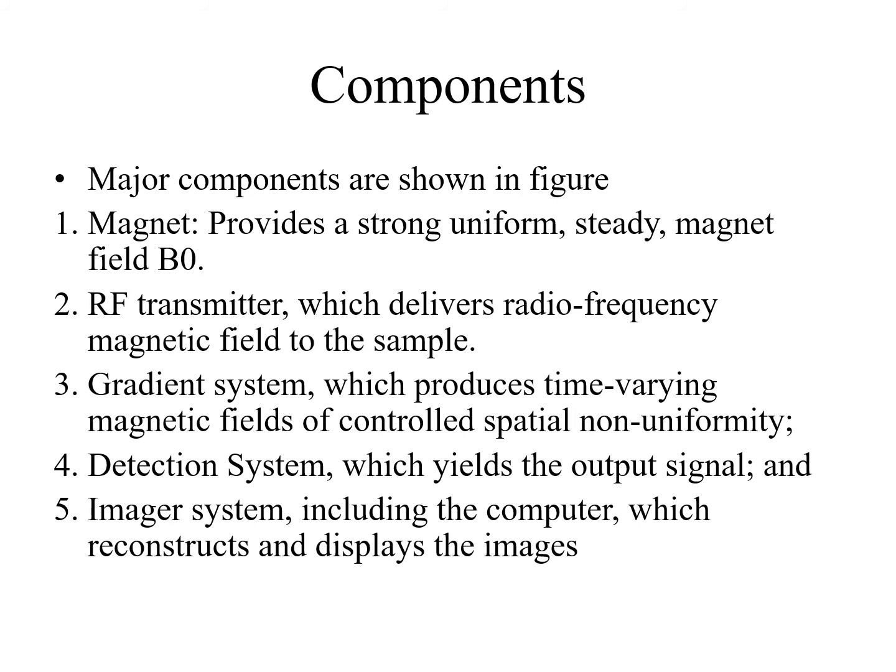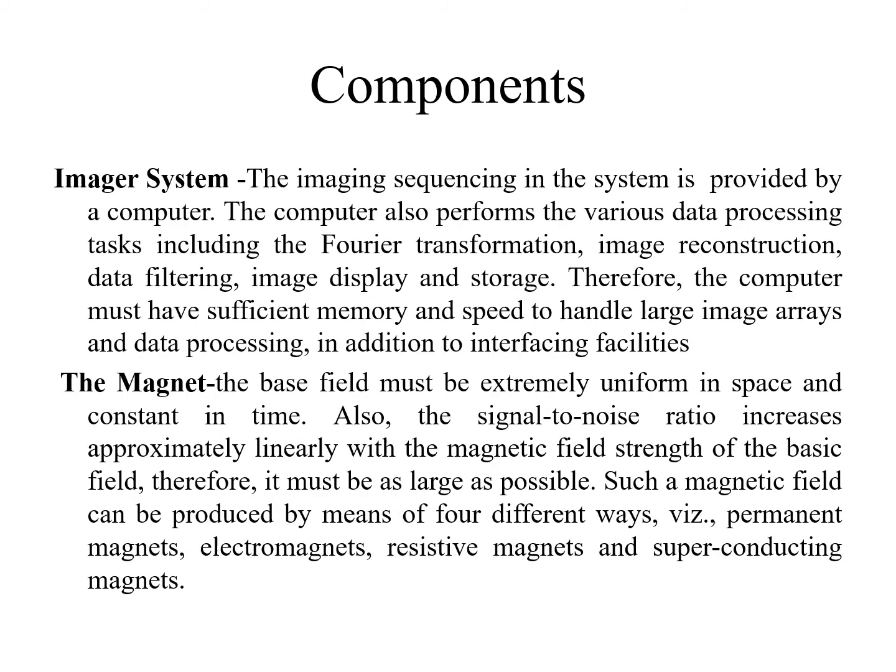And the final component is the imager system. It includes the computer which reconstructs and displays the image. We can go through them in detail. First is the imager system. The imaging sequence in the system is provided by a computer. The computer also performs various data processing tasks, including the Fourier transformation, image reconstruction, data filtering, image display and storage.